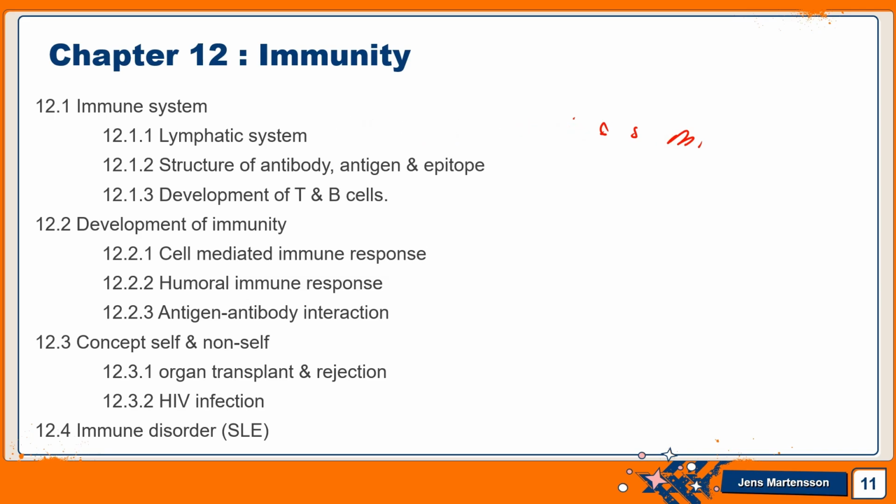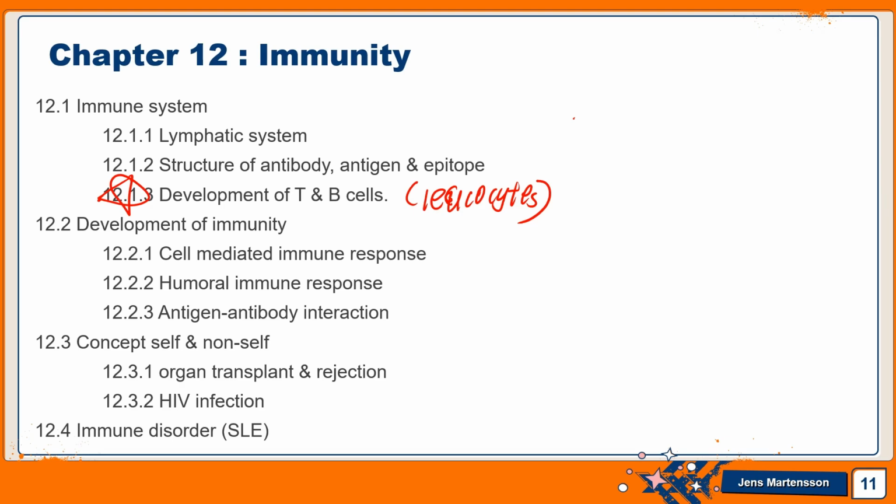Okay, so just the lymphatic system, the introduction of the lymphatic system, and the second is the structure of antibody, antigen, and epitope. You have to learn the structure of antibody and also antigen and also epitope. You have to know. And the third one is the development of T and B cell. This one is very important because T cell and B cell are one type of leukocyte, white blood cell.